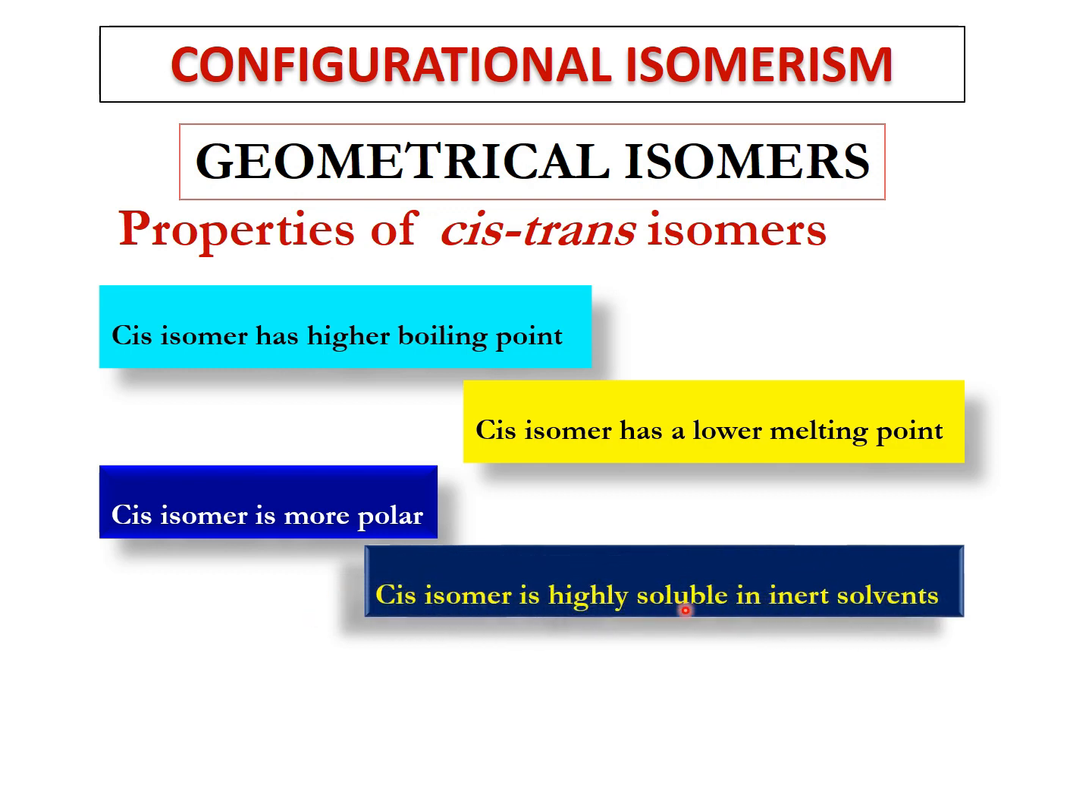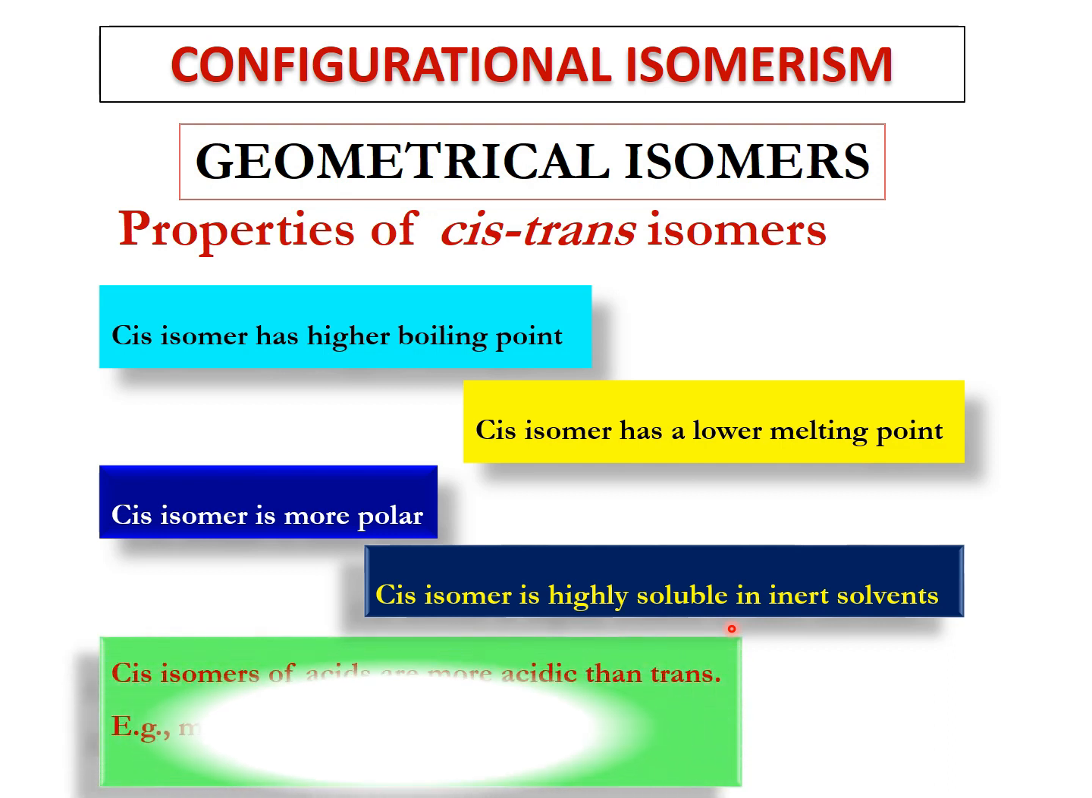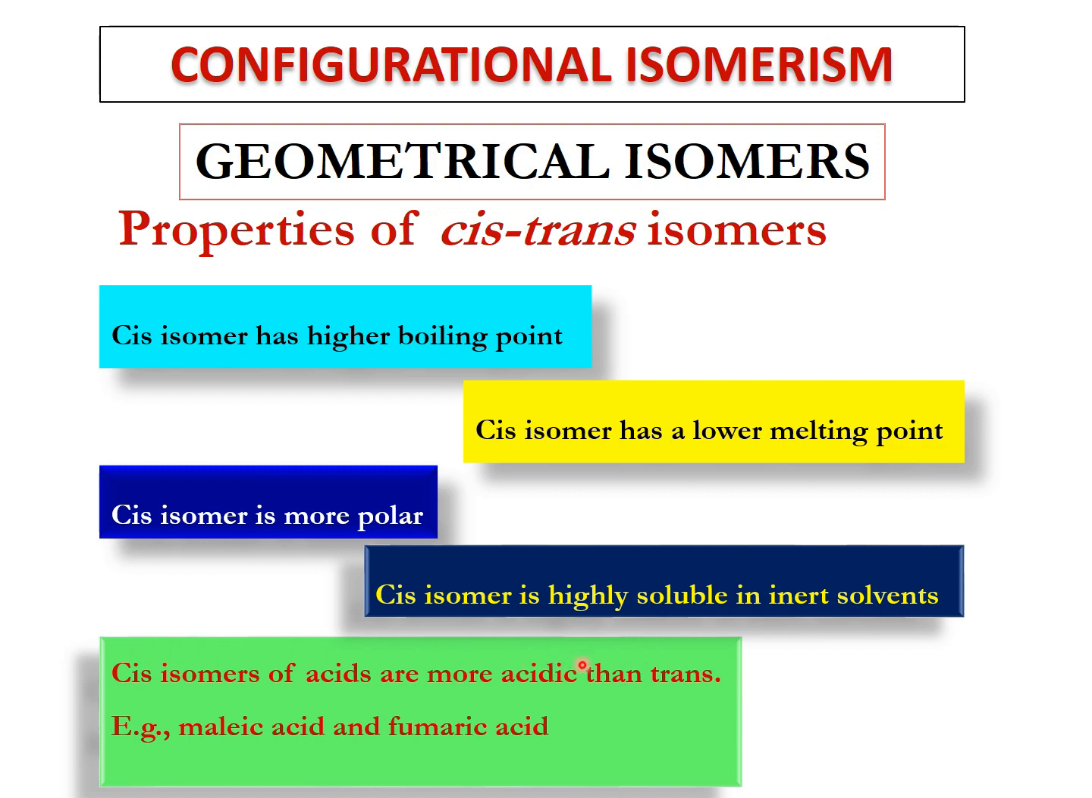Similarly, cis isomers are highly soluble in inert solvents as compared to that of the trans isomers, again because of the different polarities, and they are also more acidic as compared to the trans isomer. And you can see as an example maleic acid and fumaric acid, which have different pKa values.